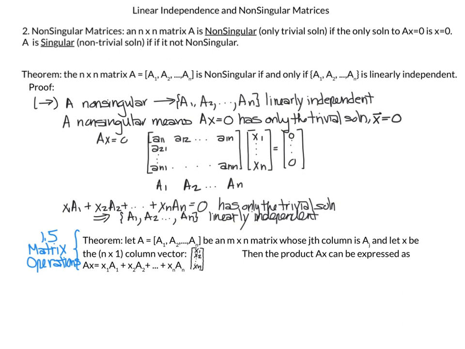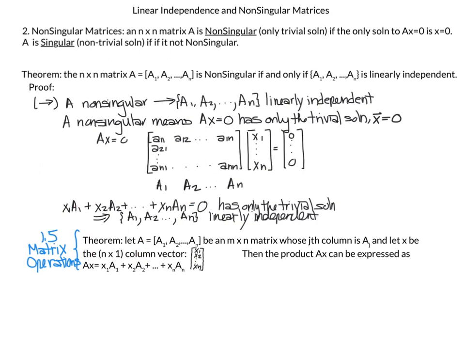Next, I'm going to use a theorem from a previous video, 1.5 on matrix operations, that told us if we have a matrix made up of column vectors, and all matrices are made up of column vectors, an n by n matrix whose jth column is aj, and let x be the n by 1 column vector x1 up to xn, then the product A times x, which is what we have here, can be expressed as x1 times the first column plus x2 times the second column plus up to xn times the nth column. So I've re-expressed this using this theorem.